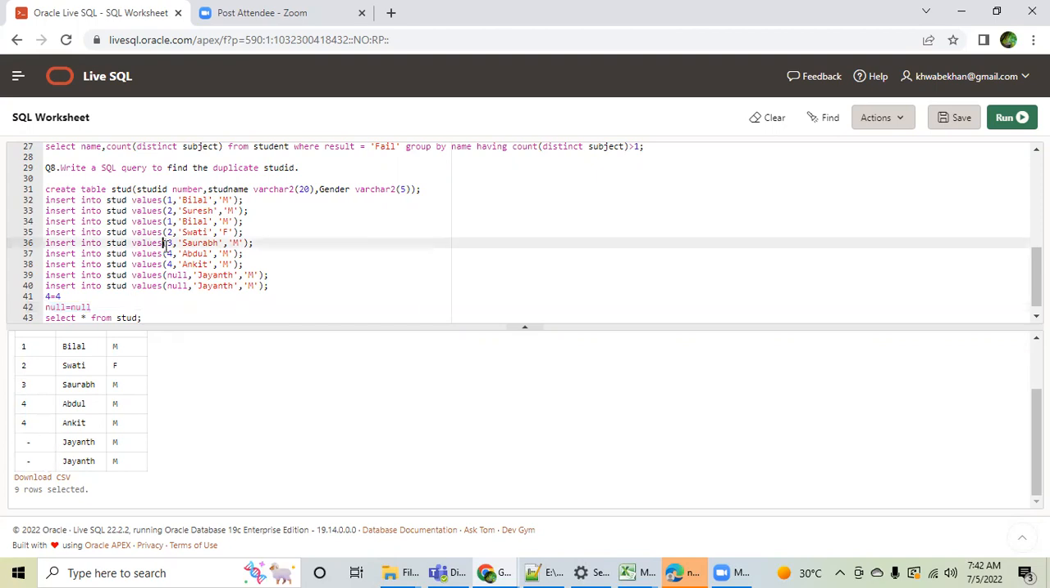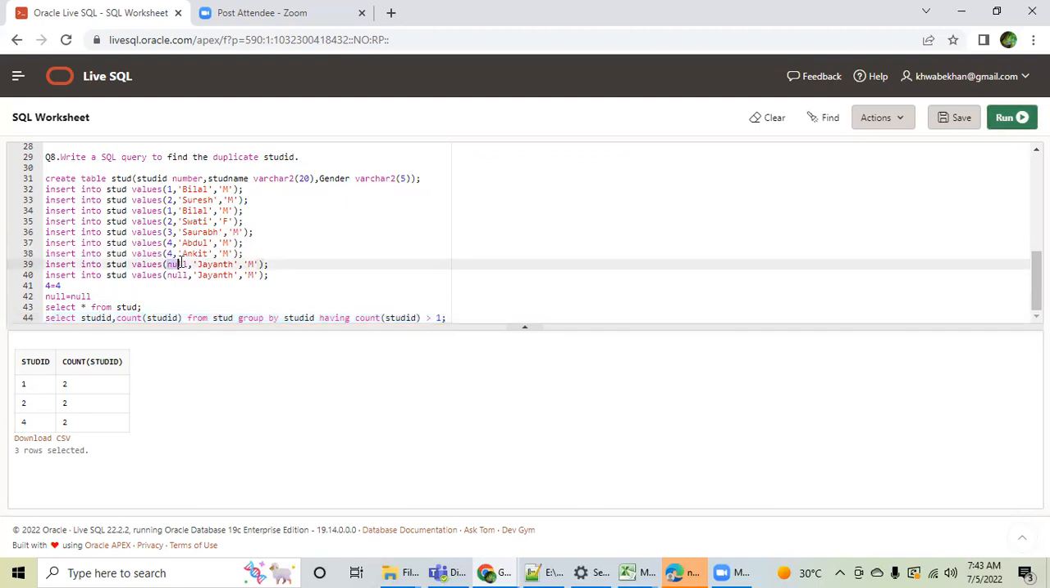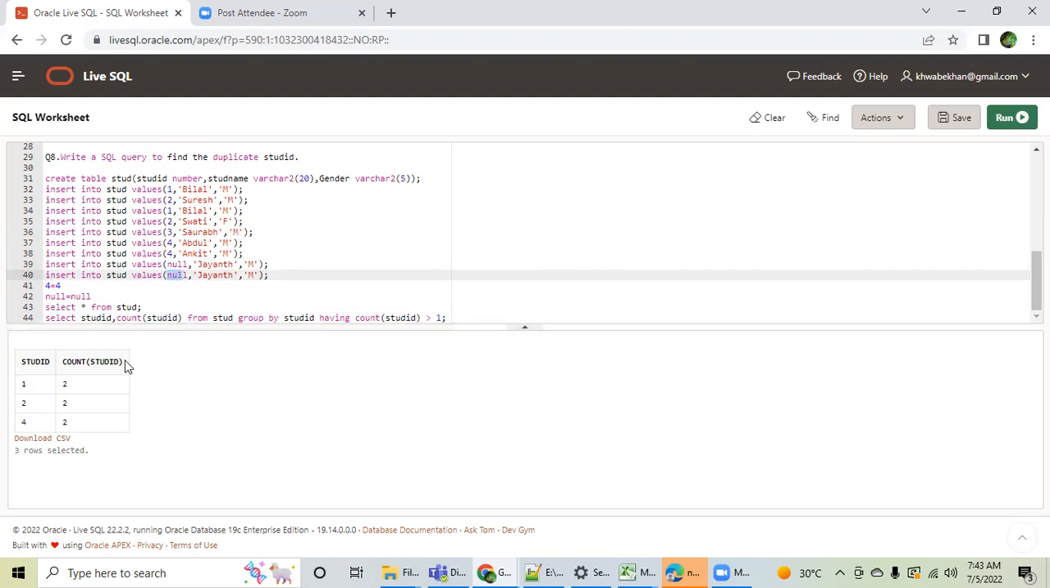Correct. Now I'm executing this query. Now come back to the query. I'm executing this query. Is this giving me the correct answer or not? Yes, this is the correct answer, right? Because I told you that these two nulls are not the same, correct? So it means they are not duplicate, correct? So this query is not giving me null as an output. So this query is correct.